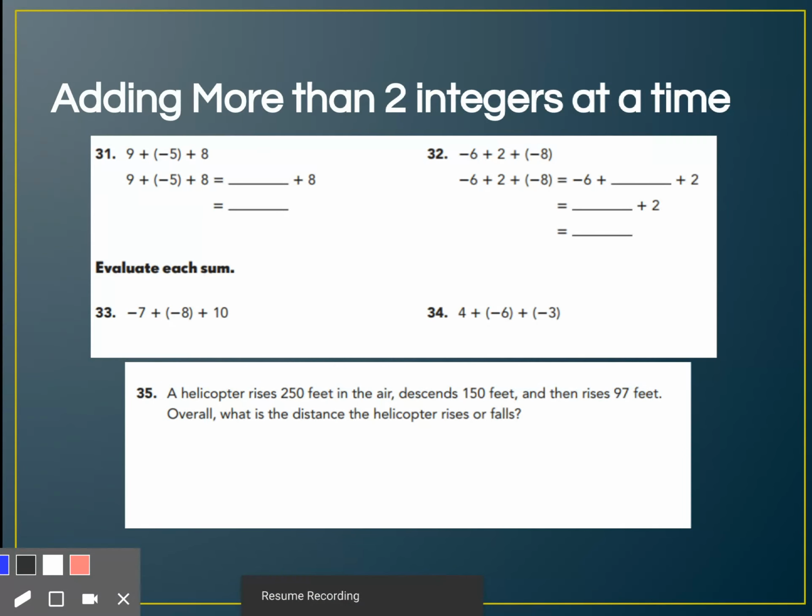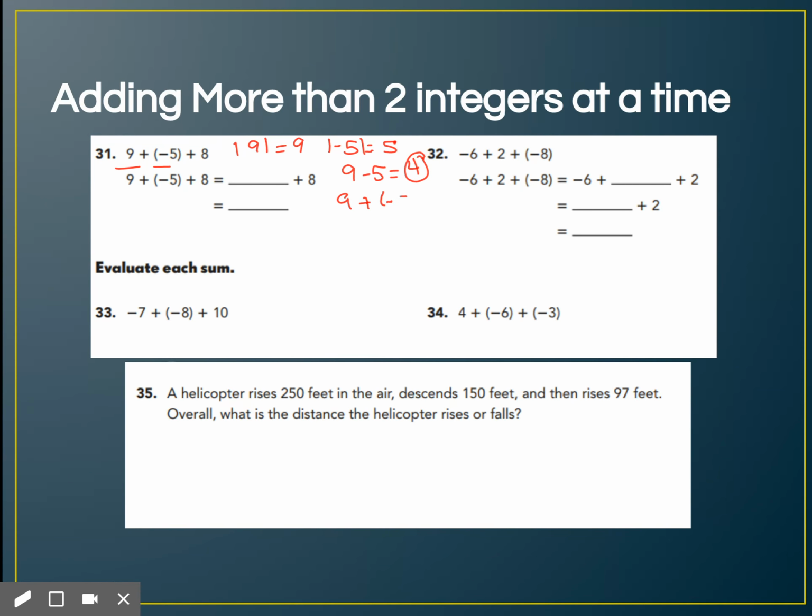So we can practice a couple more. 9 plus negative 5 plus 8. So first, I'm finding the absolute value of my first 2 digits. The absolute value of 9 is 9. The absolute value of negative 5 equals 5. So then I do my subtraction. 9 minus 5 equals 4. My 4 is going to stay positive because in my original 9 plus negative 5, 9 has a larger value than 5. So I move on and fill in.